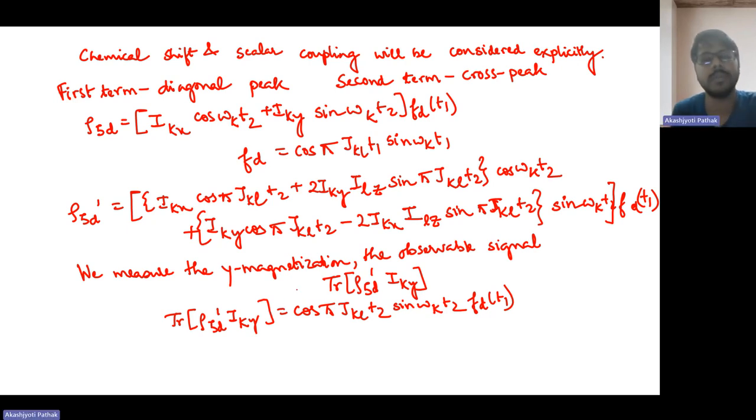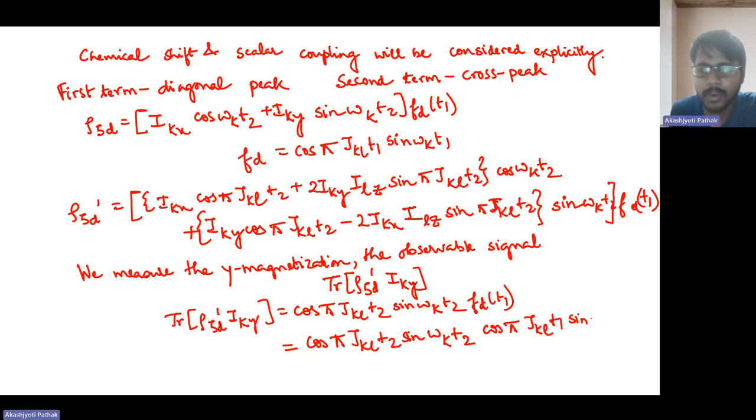So this will be the observable signal. Okay. Is it clear now? So this you can further solve and ultimately you will get this equation cos pi jkl T2 sine. So if you replace this FD and expand it, you will get F T2 cos pi jkl T1 sine omega k T1.